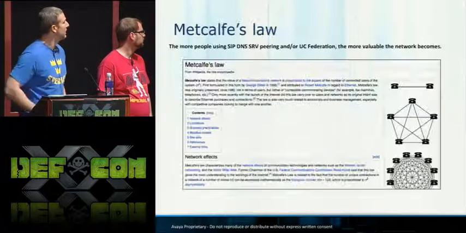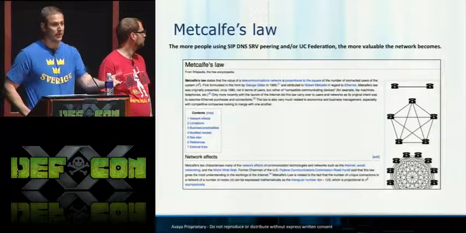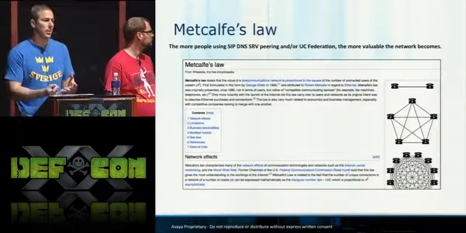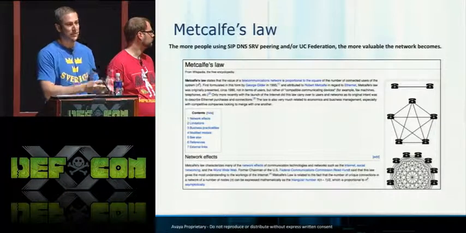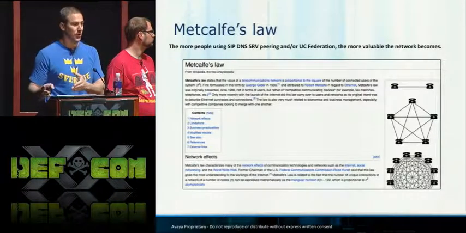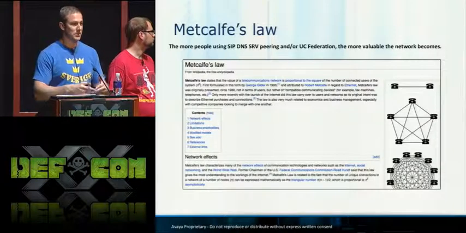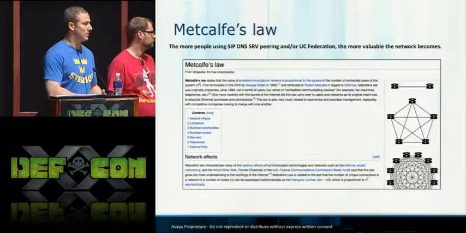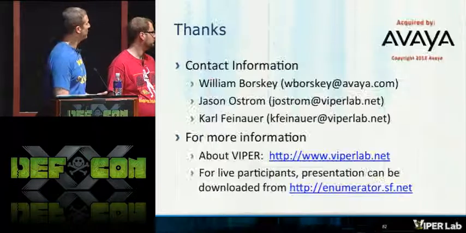And then last, I don't know if you guys have heard of Metcalfe's law, but that's what I'm really talking to you guys about today. Metcalfe's law says the more people using a telecom network, the more valuable it becomes. Since everyone's using the PSTN, that gives a lot of power over VoIP. If you started using VoIP, the more people on it with DNS SRV, the more valuable it becomes to everyone. And that's the end of our talk.